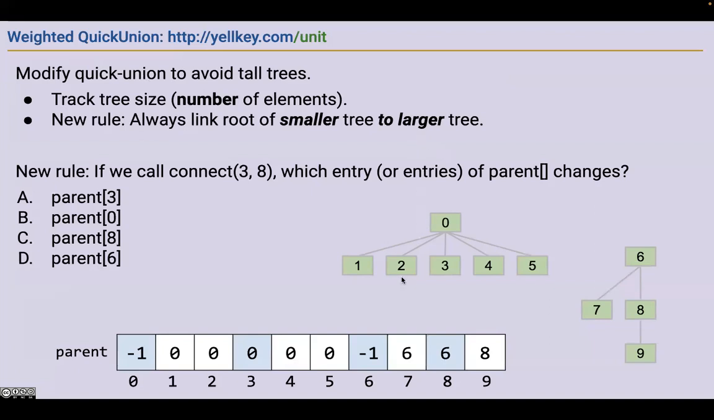I have two groups. This is the group with boss 0. This is the group with boss 6. And the question for you is, if you want to connect 3 and 8, how do you connect it in a way that creates a shorter tree? Don't create the big tree. Create the smaller one. And remember, there are two choices. You always want to hang the smaller tree underneath the larger tree.